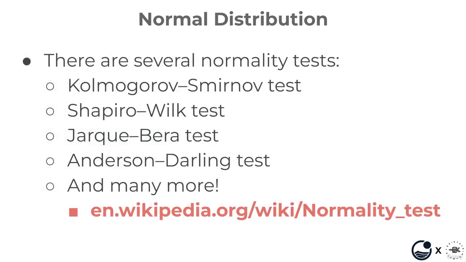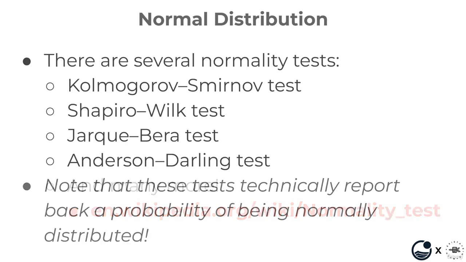So there's several normality tests. Here's a list of a bunch of them. In fact, there's so many, there's actually a full Wikipedia page on the different normality tests. I also find it curious that so many of these normality tests have two names attached to them, but that's just something you can explore on your own. But keep in mind, you basically just pass in your data set to this test, and then it reports back a probability of being normally distributed.